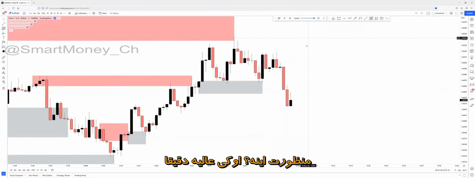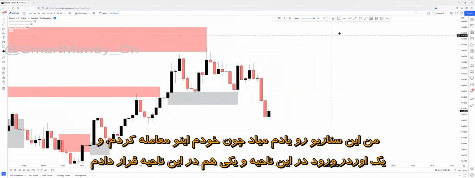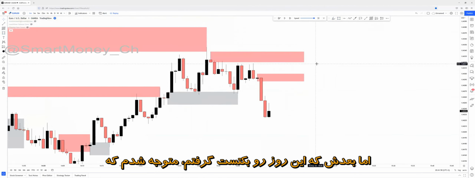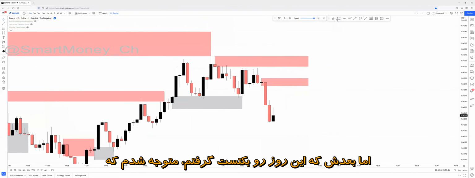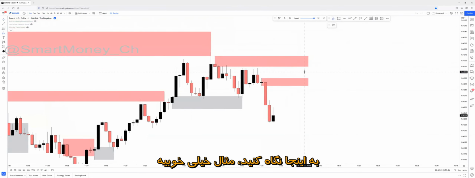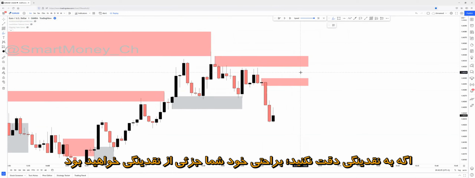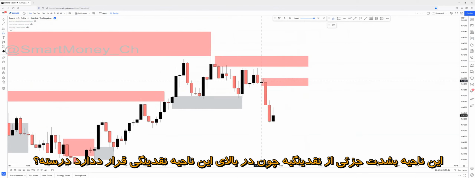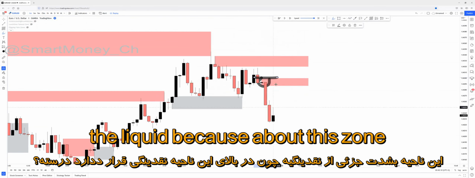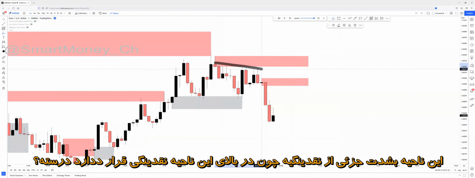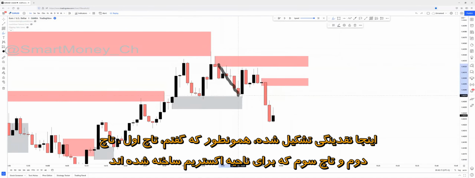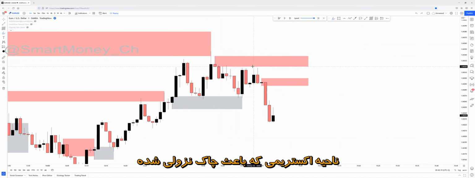Perfect. Exactly. I remember this scenario because I took this trade live, and I set an entry limit order on this zone. But after I backtested this day, I realized, just take a look at this. Perfect example. You can easily become part of the liquidity if you don't pay attention to the liquidity. This zone is heavily part of the liquidity because above this zone there's liquidity, right? Here liquidity built up. As I said, there was a first touch, second touch, third touch built up for the extreme zone, the extreme character changing movement zone.